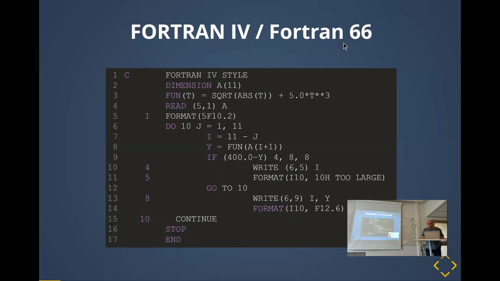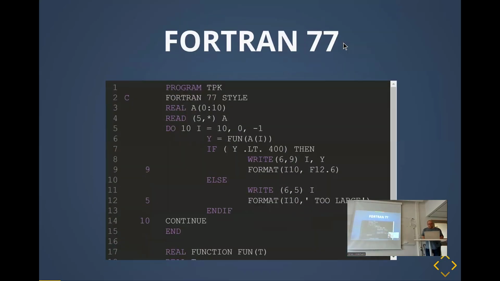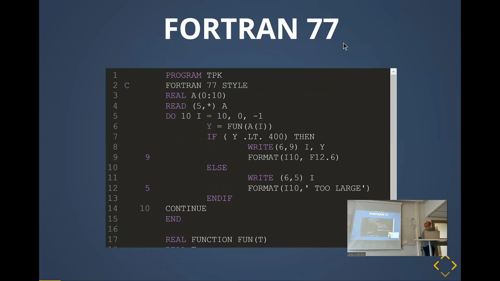Then you can see here it evolves over time. Fortran 77, this is the first modern standardized version of Fortran. Here you can see that you still have the looping statements, but you have if, then, else, and end if, so you don't have to do any line numbers for if statements. That was kind of a big thing in the Fortran 77 stuff.